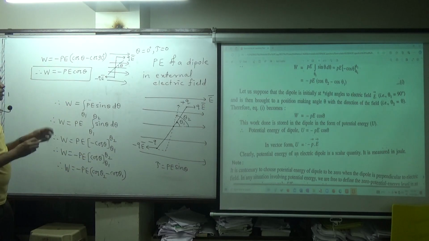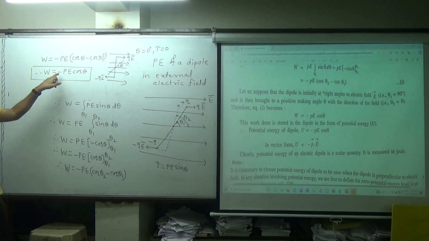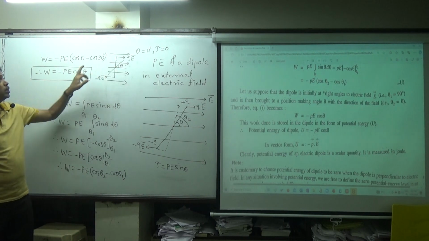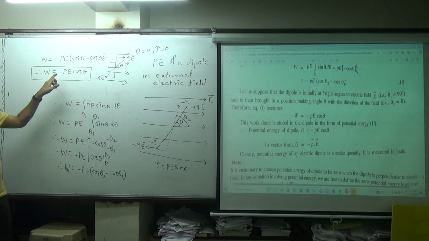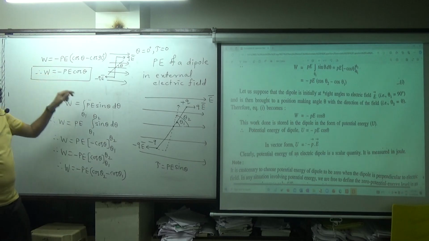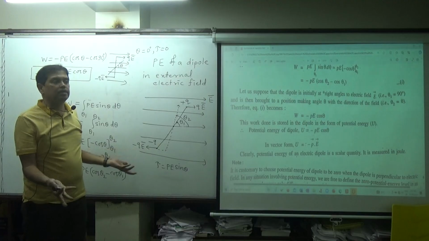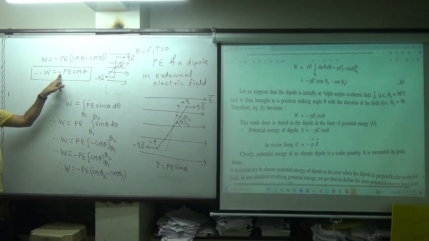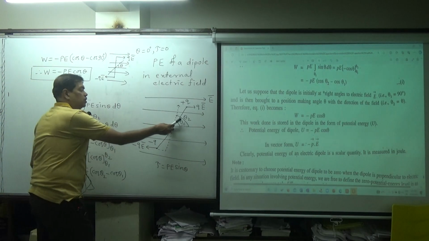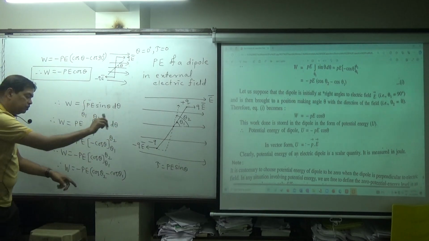Now listen very carefully. That's why the answer has come negative: because theta is acute, cos theta will be positive, p is positive, and now work is done by the electric field. You did not apply an external torque, which is why the answer is coming negative. Remember, if I had applied the torque, the work done would have been positive.